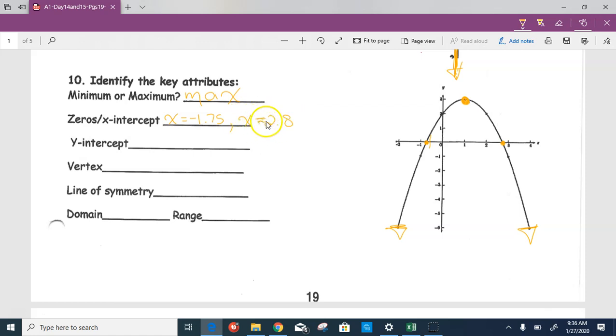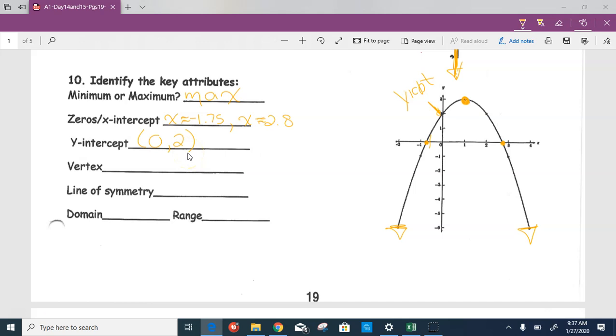I should really use approximation signs instead of equal signs. All right, so those are our x-intercepts. Do we have a y-intercept? Is there a point on this graph where our graph makes contact with the y-axis? And if we look, we can see that right here where my cursor is, we do have a point. So this would be our y-intercept, and that value is at positive 2. So our y-intercept is at (0, 2), like that.